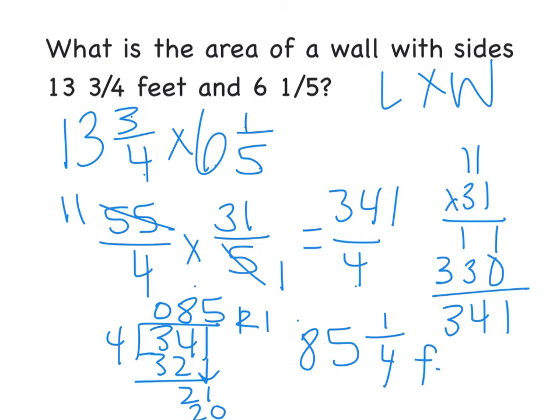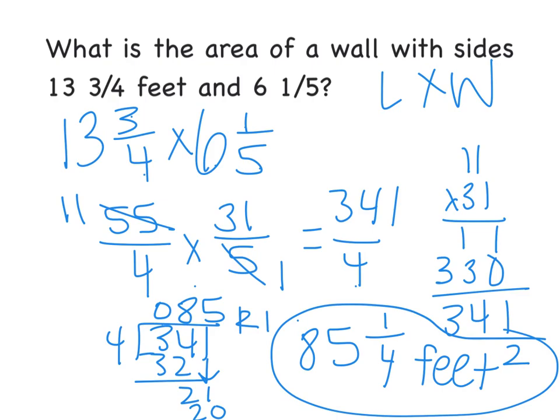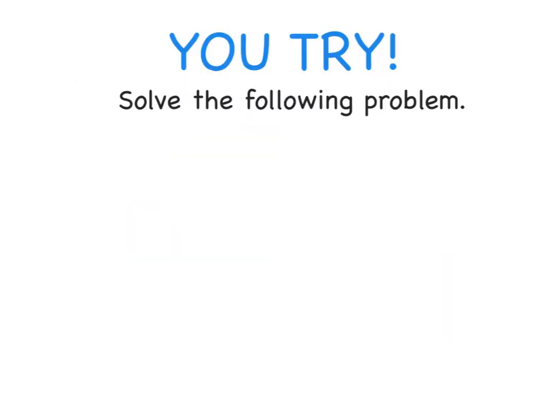Since it's area, I need a label, which is feet squared. That's my final answer. I want you to go ahead and try this one on your own. 2 1/3 times 4 1/5. Good luck.